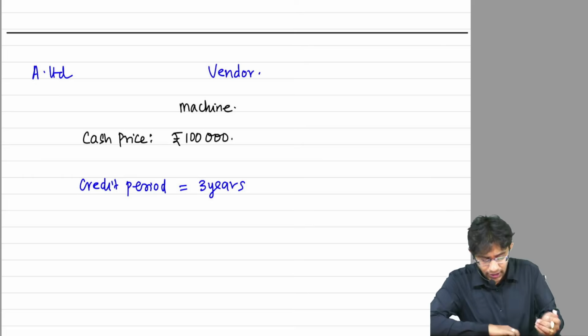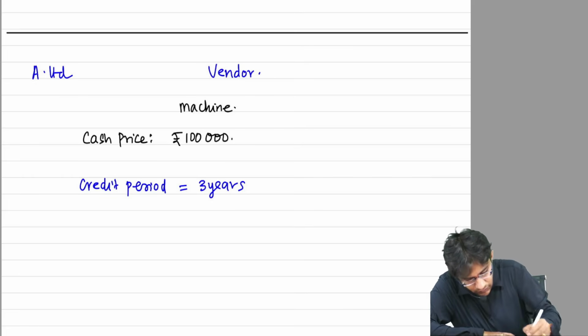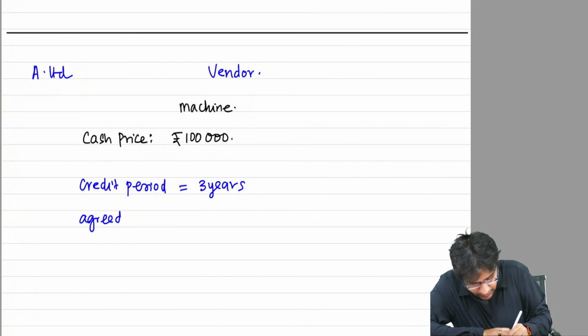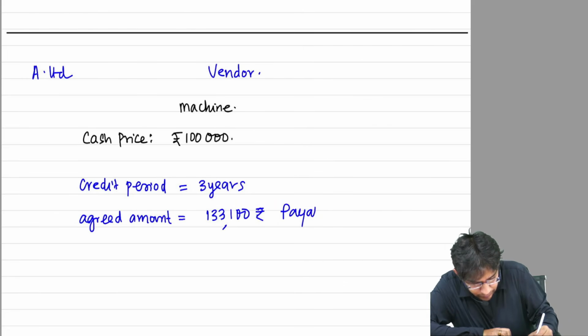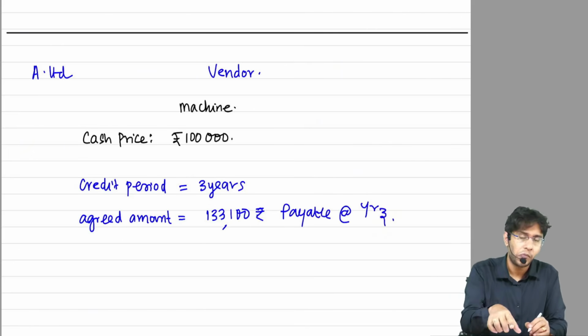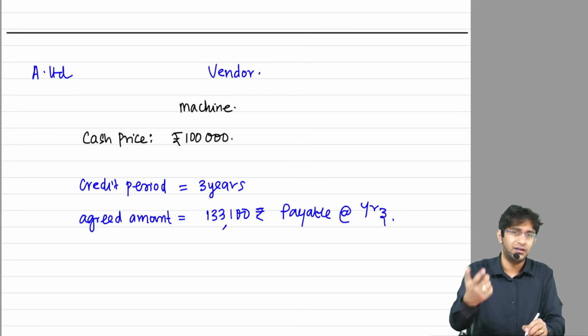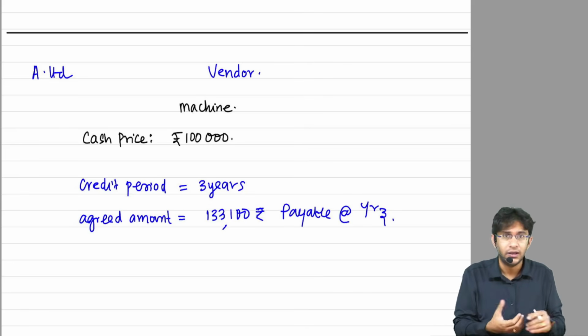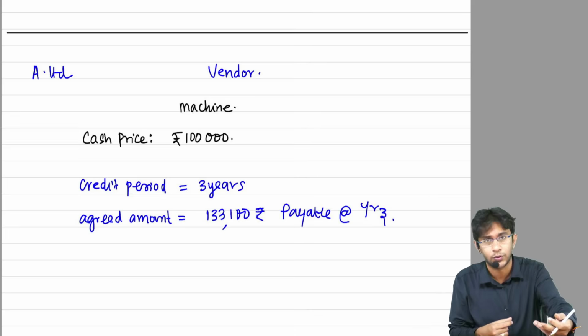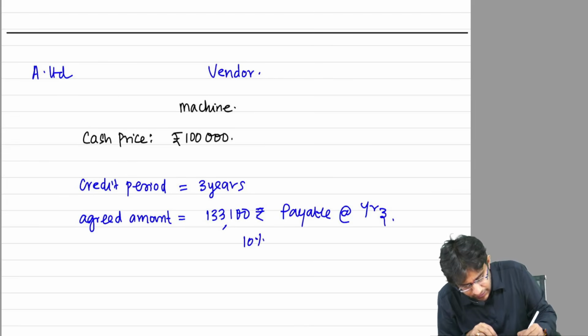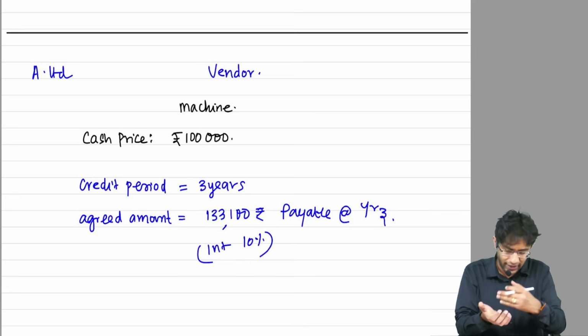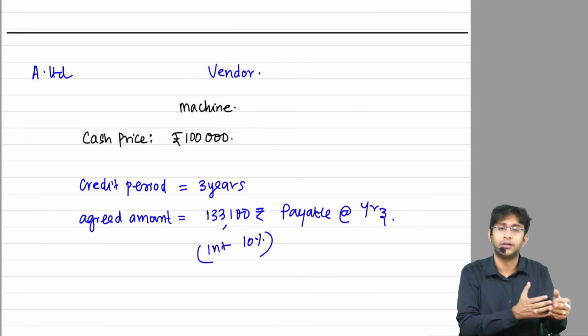I don't have a problem. In that case, what will happen? Agreed amount is equal to 1,33,100 payable at the end of year 3. You can very clearly understand that if you pay right now, you have to pay only 1 lakh. But if you pay after 3 years, the vendor is losing his money for a period of 3 years. So you have to compensate not only 1 lakh, even for the interest also. So he charged interest rate of 10%. You can also count and check: 1 lakh plus 10% plus 10% plus 10%. It will come to 1,33,100.